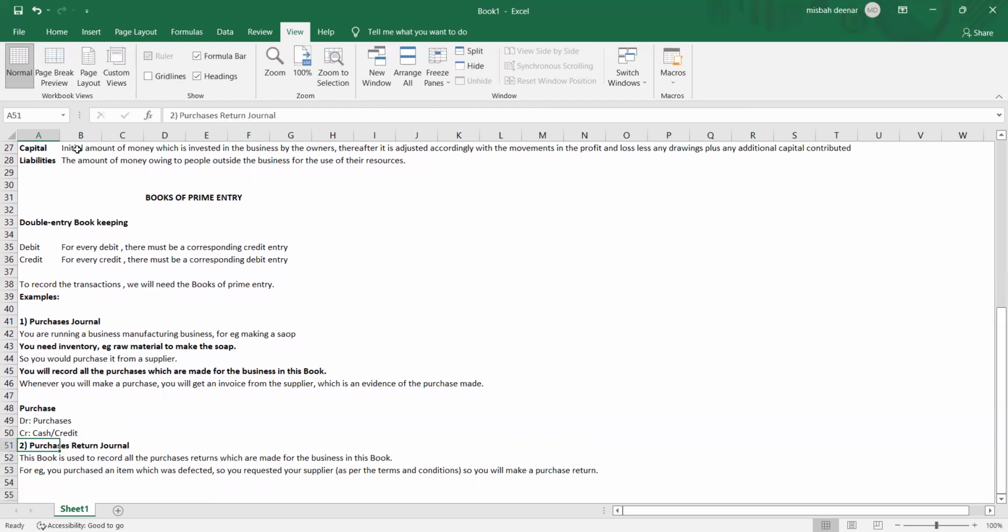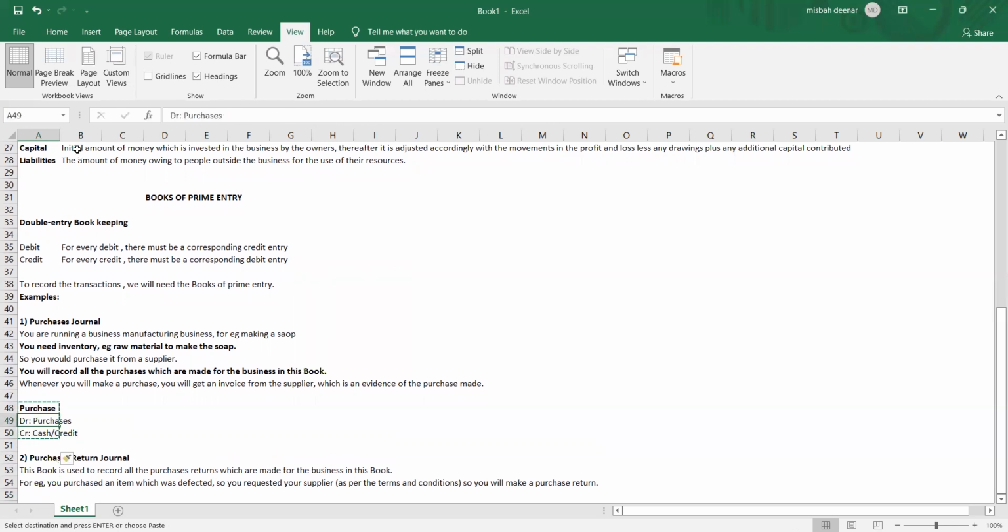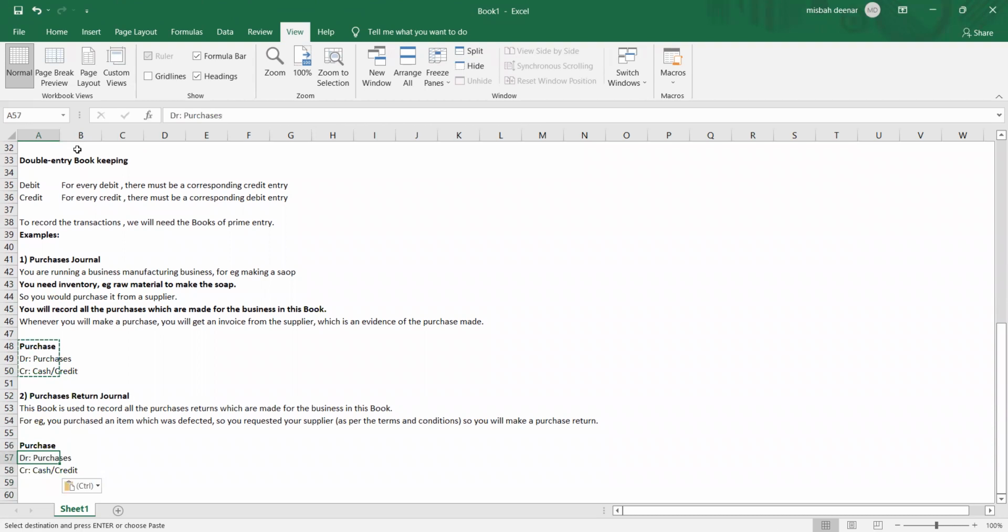The entry for purchases return would be the opposite of it. You had debited the purchases, so here you would credit purchase returns and debit cash, or if you had made purchases on credit, debit payables.